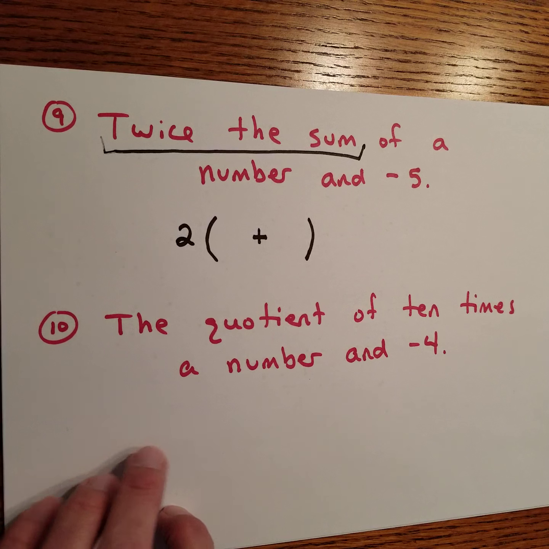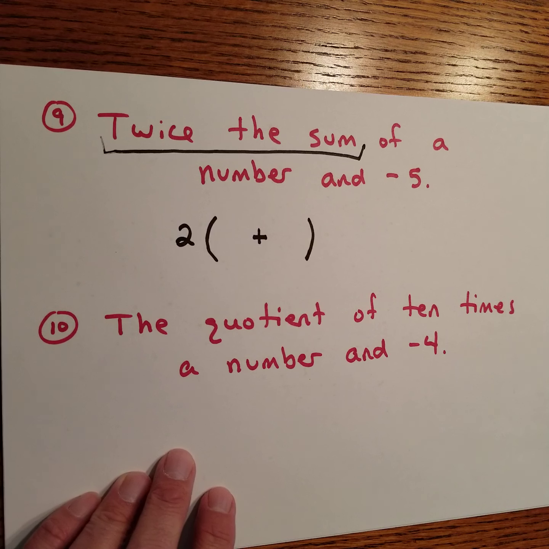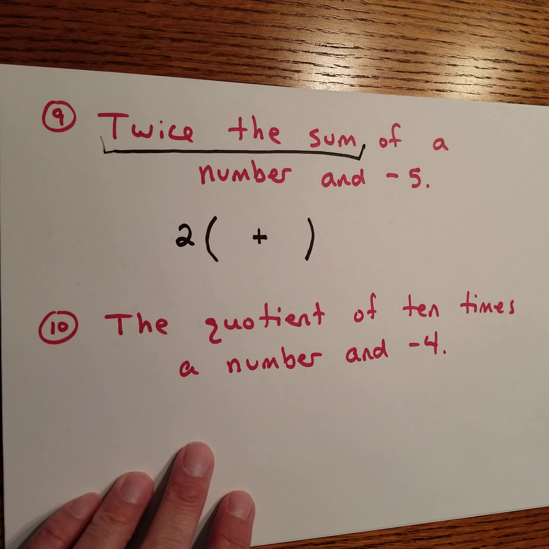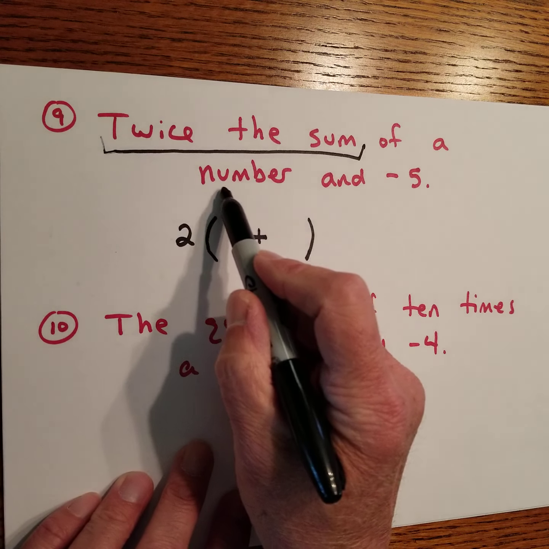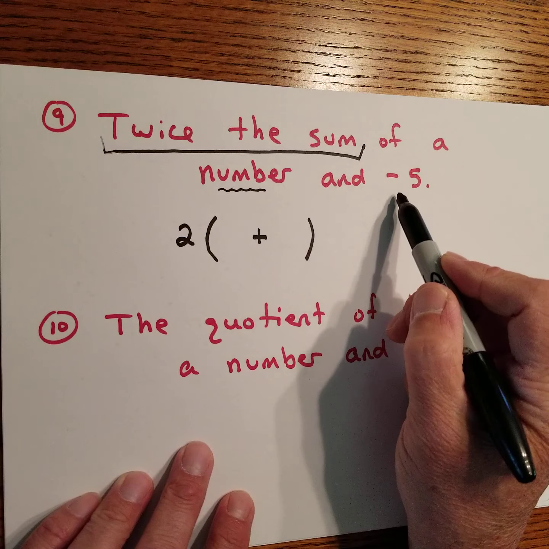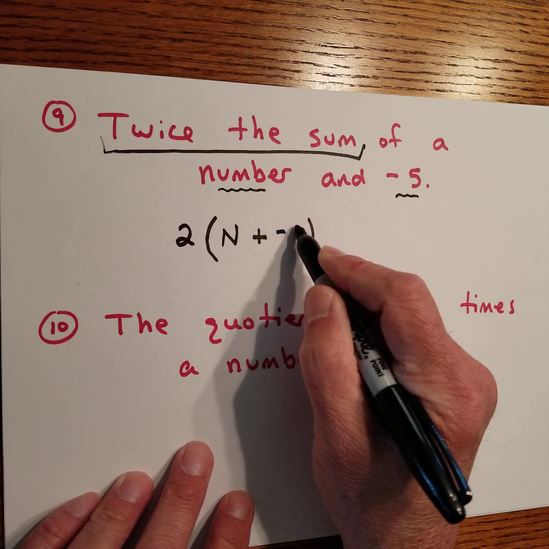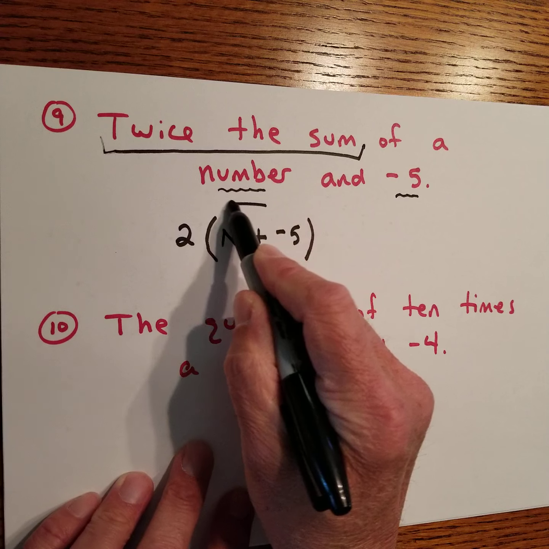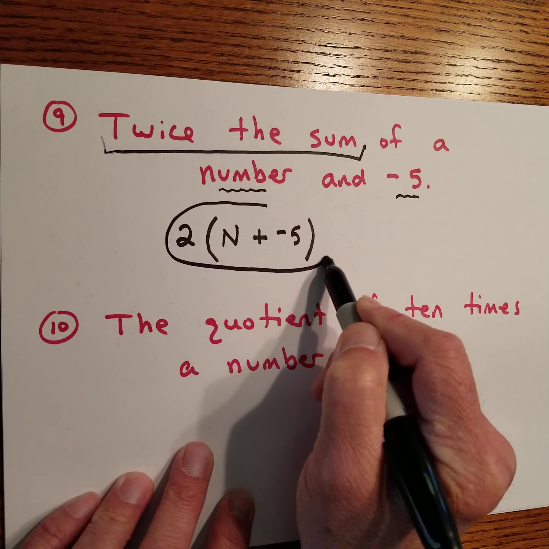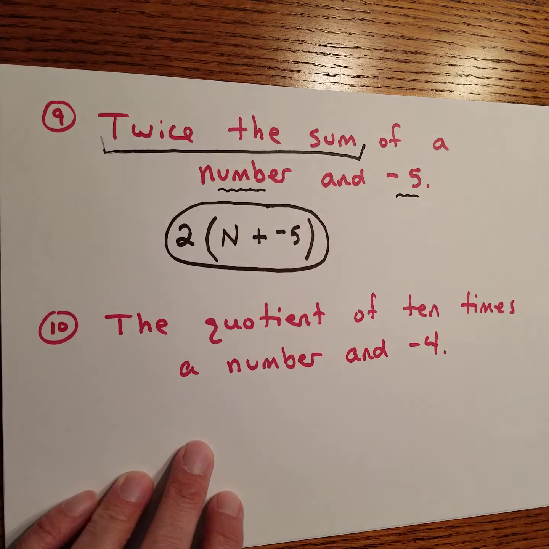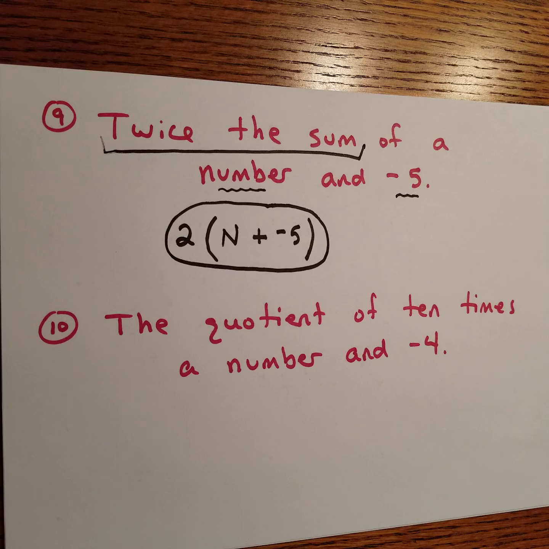There's twice the sum. Now read carefully. Twice the sum of what and what? Twice the sum of a number and -5. Got it. Those are tricky. We'll mess those up from time to time, but we'll keep getting better at them.